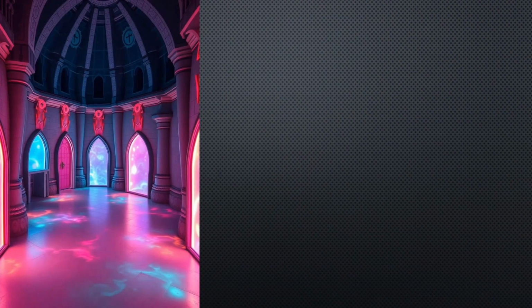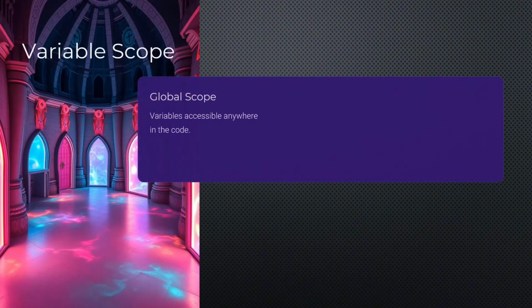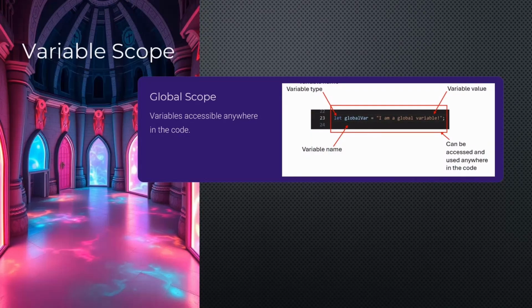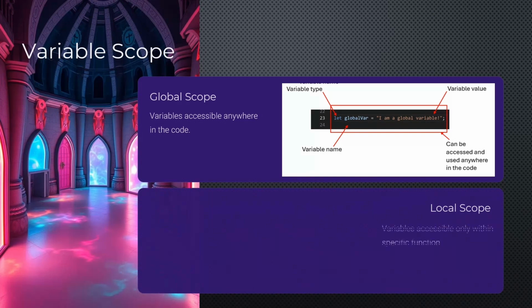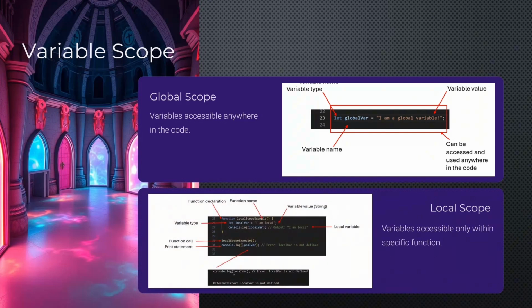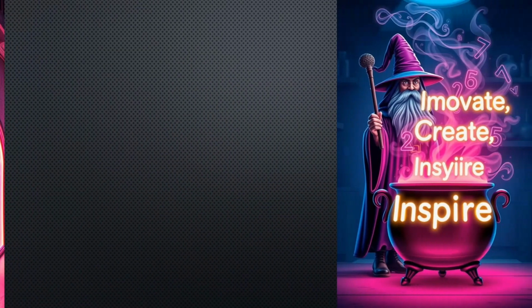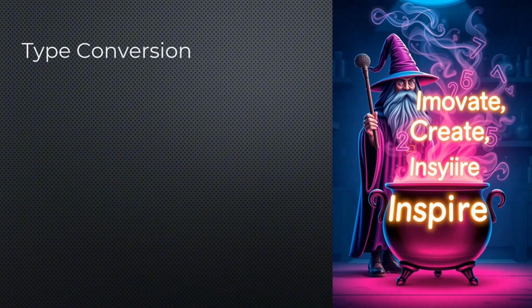Variable scope. All right, now let's talk about scope. Scope defines where your variables live and where they're accessible in your code. Global scope variables can be accessed anywhere in your code. On the other hand, imagine you have a magical book, but it can only be read in a specific room. This is like local scope: variables created within a function are only accessible in that function. Knowing scope helps prevent errors and keeps your code neat and organized, just like a wizard keeping their spellbook sorted.